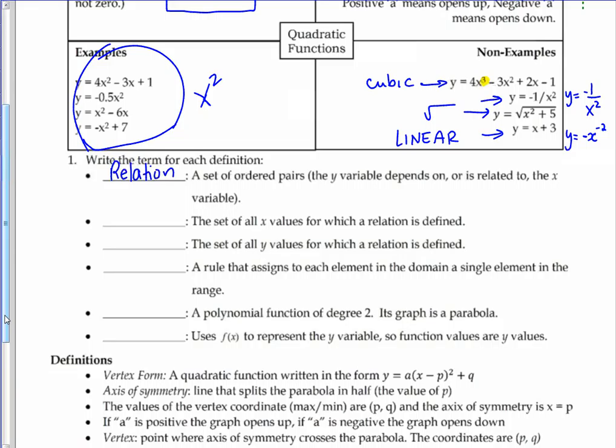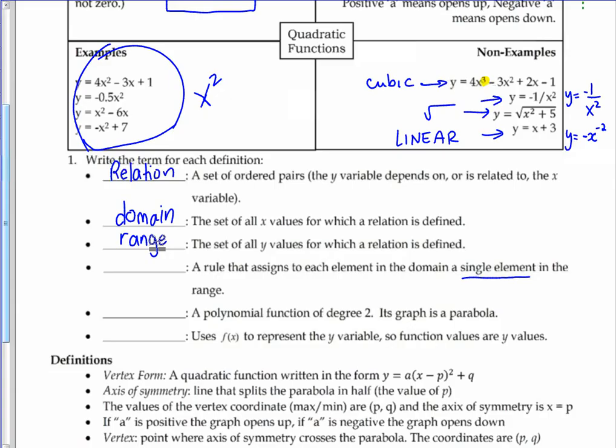What is the word for this definition? The set of all x values for which a relation is defined. Domain. Ding, ding, ding. Then range, a set of all y values for a given relation. A rule that assigns to each element in the domain a single element in the range, or another way to say that, each x has only one y.